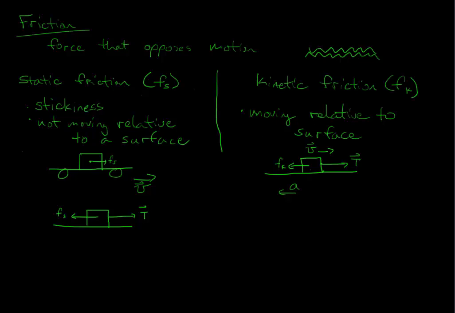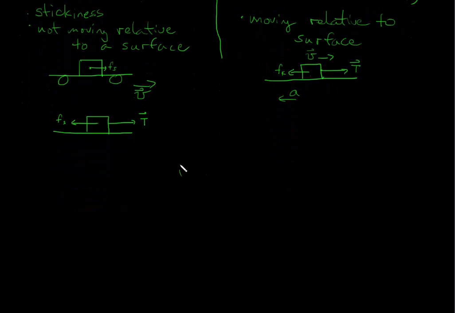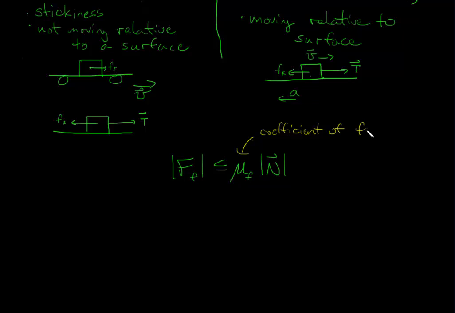Okay, so how do we calculate it? Well, the force of friction, that's how it looks on your equation sheet, is less than or equal to the coefficient of friction times the normal force. So we're going to come back. This is why we just did normal. And this is the coefficient of friction. It's a measure of the stickiness between two surfaces.